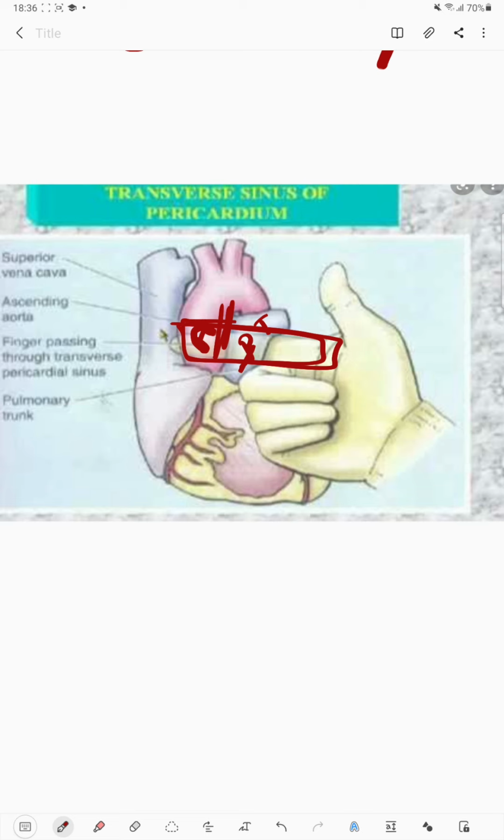Now, next is your oblique. So that's what is shown here. Can you see the hand? Can you see this finger passing behind the pulmonary trunk and the aorta? So that area is called the transverse sinus of your heart.